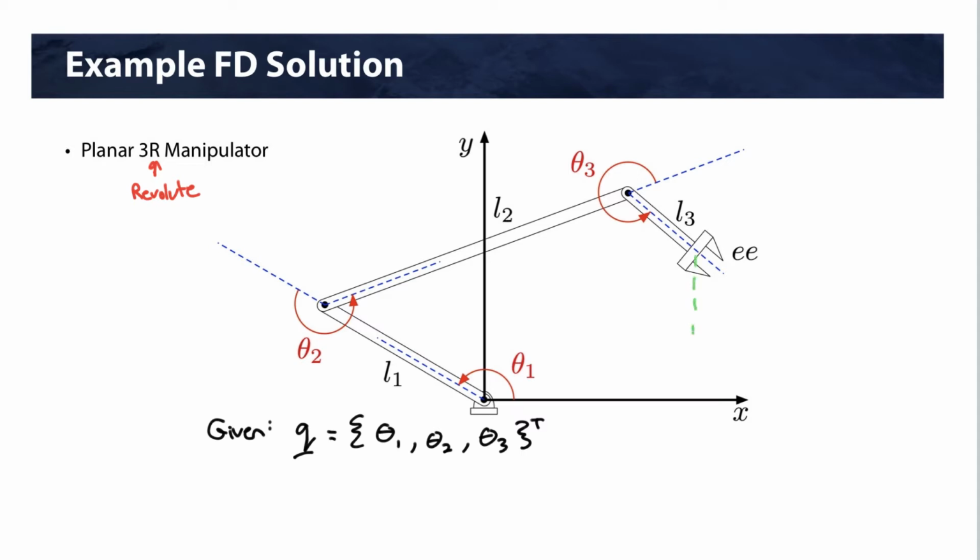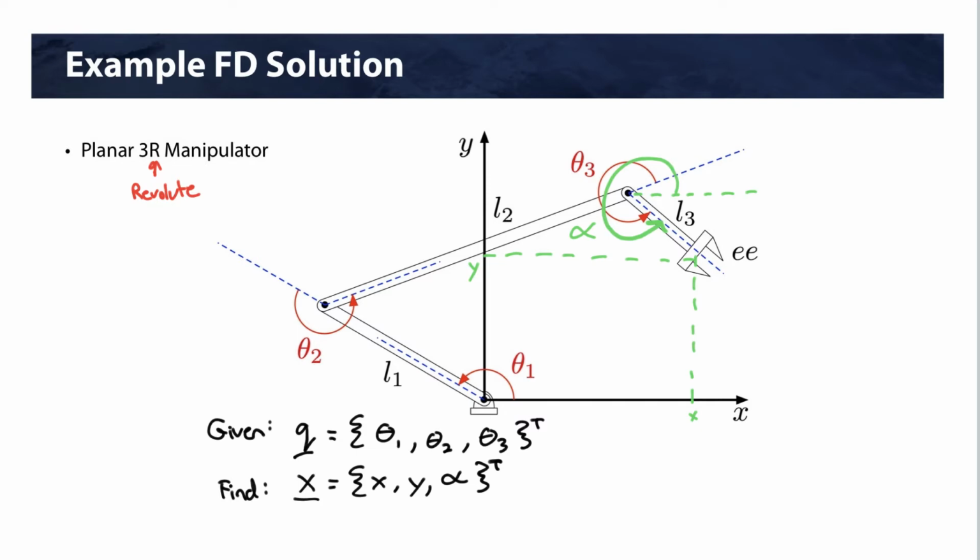So we're trying to find the X position, the Y position, and the angle of our end effector, which we're going to denote alpha. So we can make a note. We're trying to find vector X, which comprises our X position, our Y position, and our alpha.